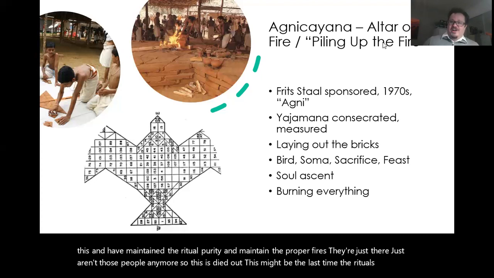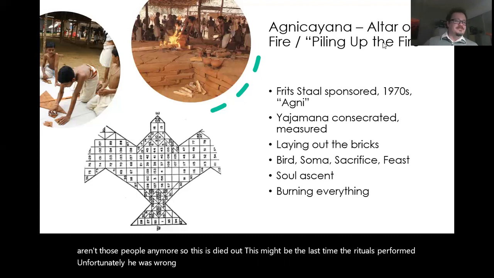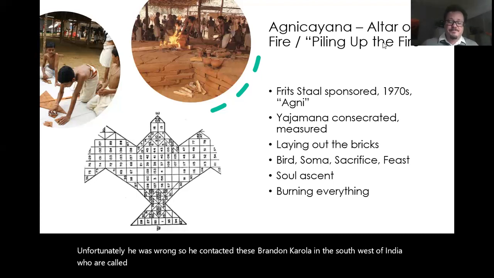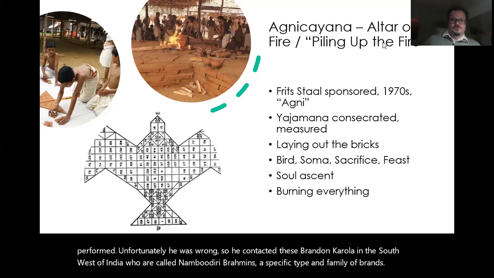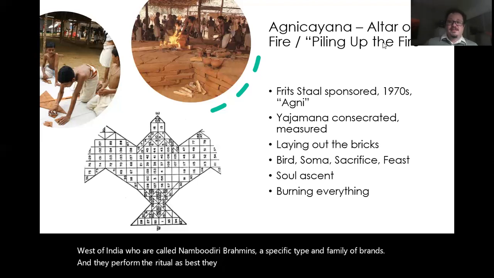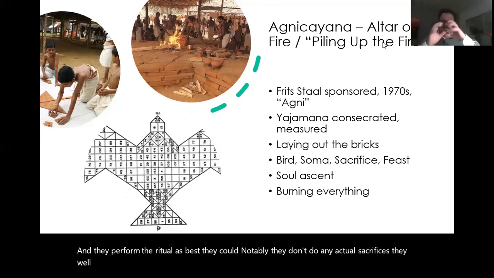Unfortunately, he was wrong. He contacted these Brahmins in Kerala, in the southwest of India, who are called Nambudri Brahmins. It's a specific type and family of Brahmins. And they performed the ritual as best they could. Notably, they don't do any actual sacrifices. They create little images of animals that are cut up and burnt and whatnot.